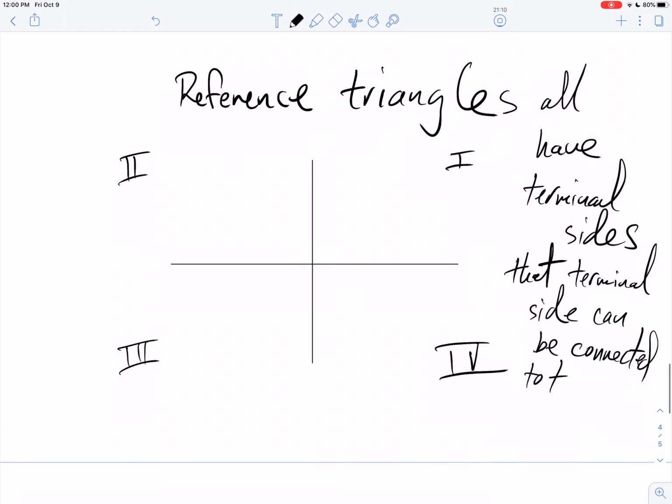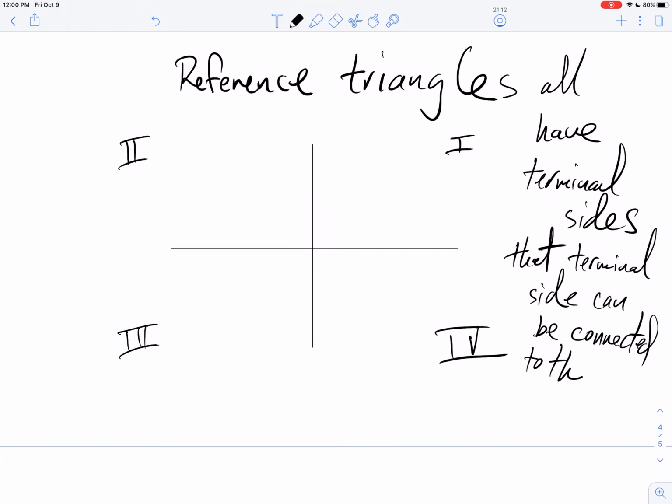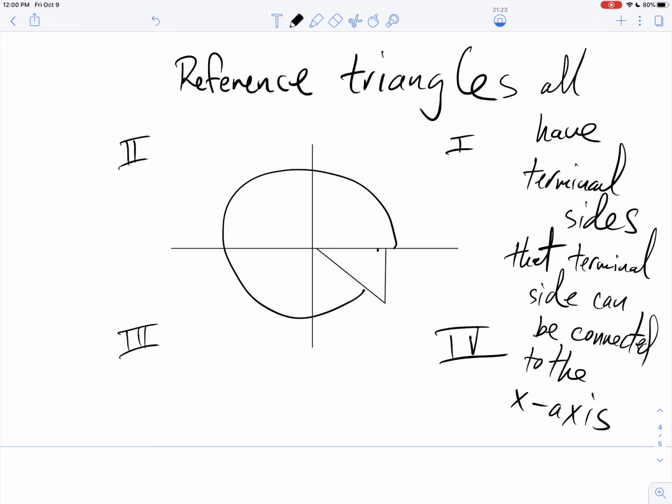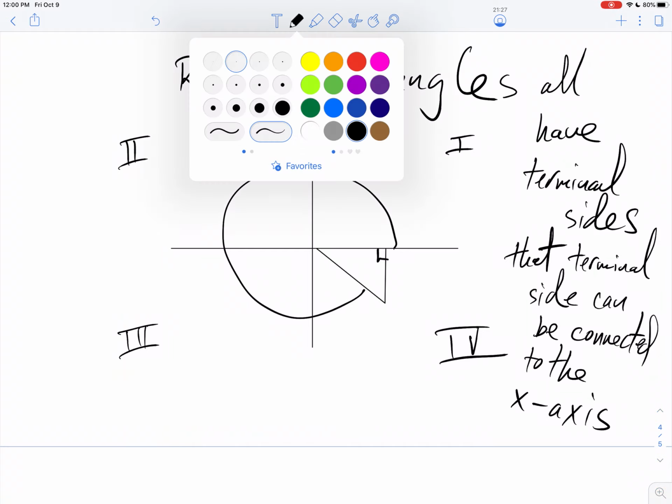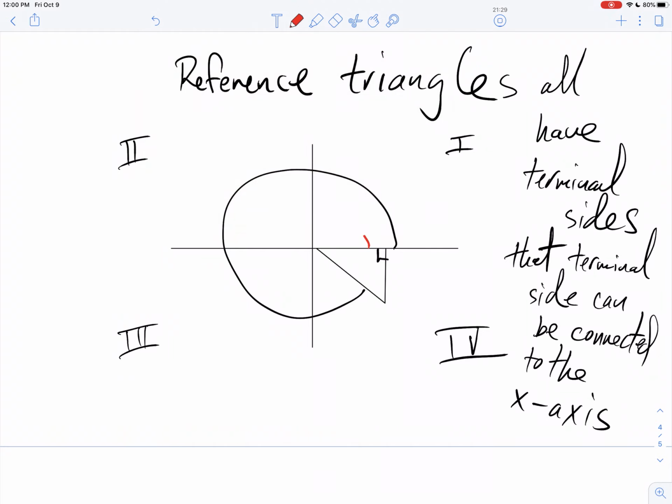I am running out of room. Why don't I just scroll down to the x-axis? So if I draw anything, I have a terminal side, I could connect it to the x-axis. Guess what? I got a reference triangle. I could draw a terminal side, connect to the x-axis. Boom, I got a reference triangle.